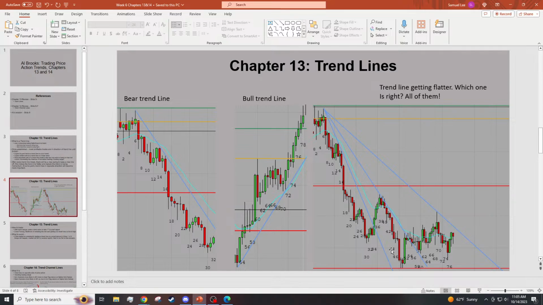A little bit of climactic behavior here, but that's for later on in the book. The important thing is all these trend lines are right, and all the swings at the trend line are being broken. The trend is getting flatter and flatter and flatter. So you have an increasing likelihood of a trading range, which towards the end of the day we kind of got.